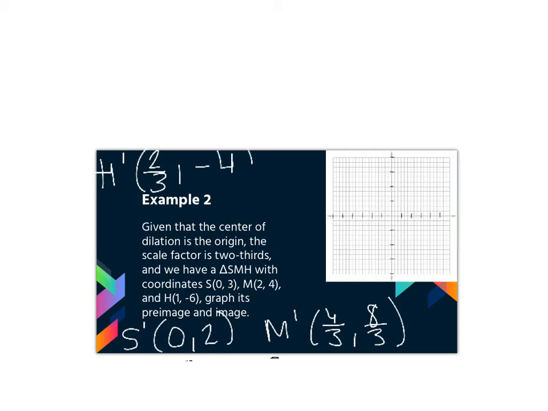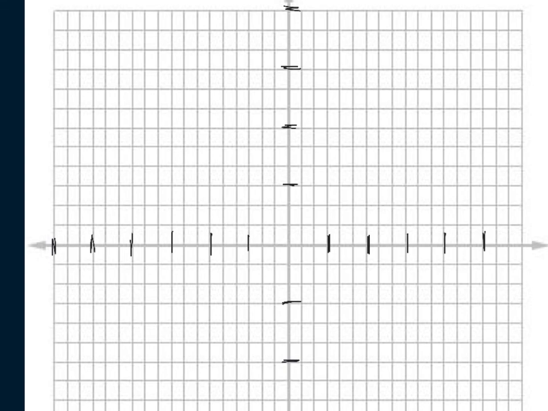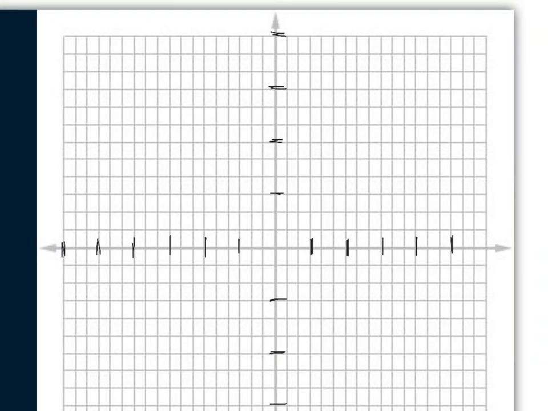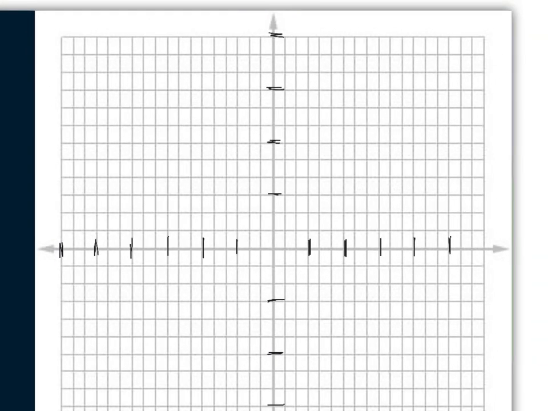So our next step is just to plot these points, as well as the points for the preimage. Note that it's really important to get into the habit of considering if we should expect the image to be bigger or smaller based on the scale factor. So because our scale factor is 2/3, I'm expecting our image to be smaller than our preimage. Okay, so over here, all of our tick marks are 1/3. So each black mark that you see written on here represents a value of 1 or 2 or 3. So they're going to be your whole numbers.